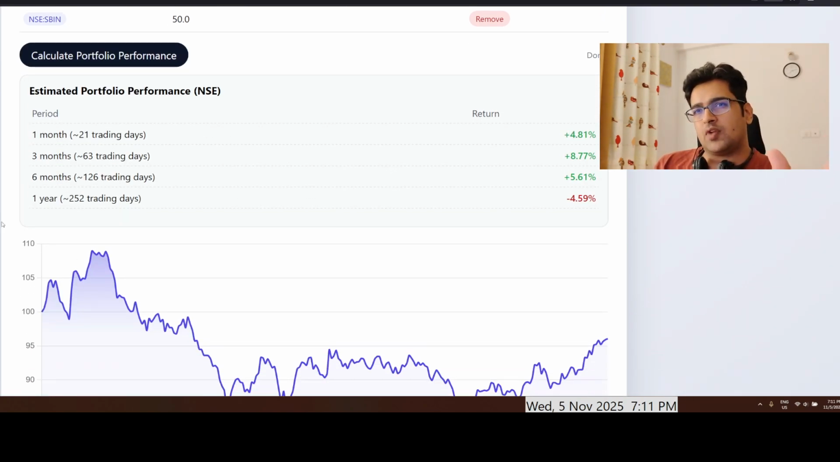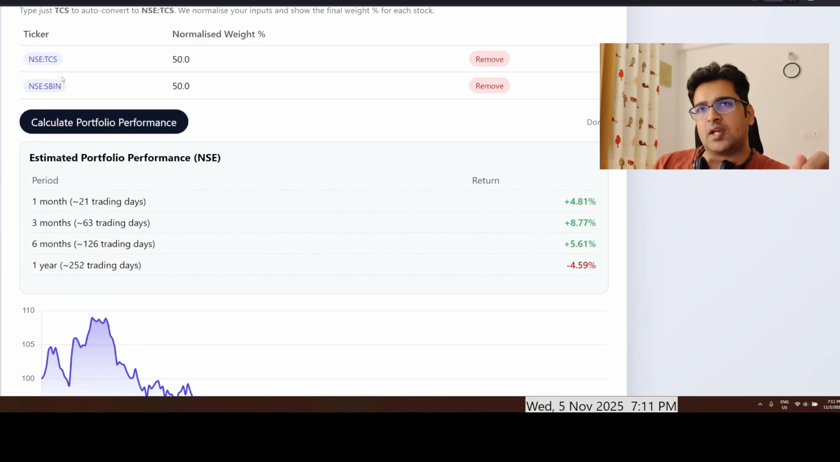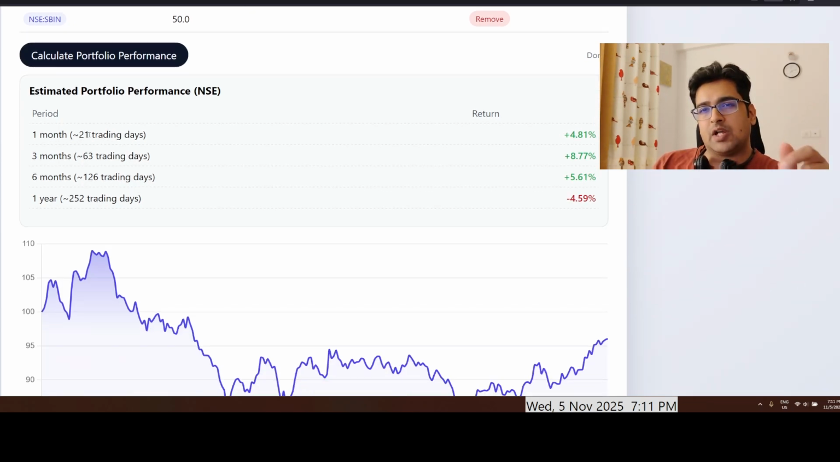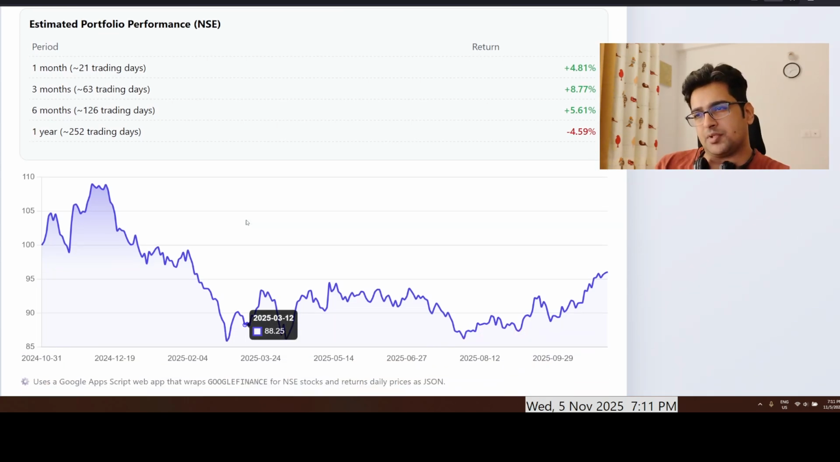If you look at what we are seeing here, for an equal weighted portfolio of TCS and SBI Bank, 50-50 each, the 1 month performance has been around 4.81%. The 3 month performance has been around 8.77%. The 6 month has been around 5.6%. However, the 1 year is negative 4.5%. So what it means is that there has been a general underperformance in the last 1 year or 12-month period. However, if you look at a horizon of less than 6 months, then generally the trend has been slightly flattish or positive returns.